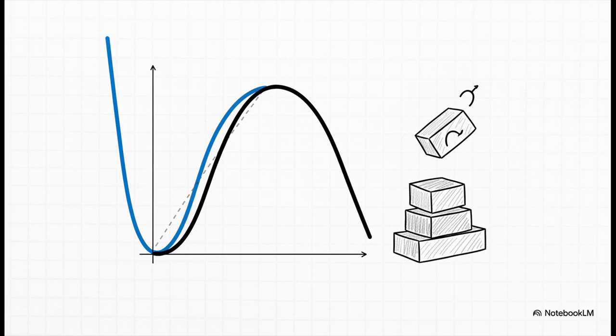For e to the x, this gives us a new term, x squared divided by 2 factorial. And just like that, our approximation isn't a line anymore, it's a parabola. And you can just see it, can't you? It's starting to hug that original curve much more closely than the straight line ever could.